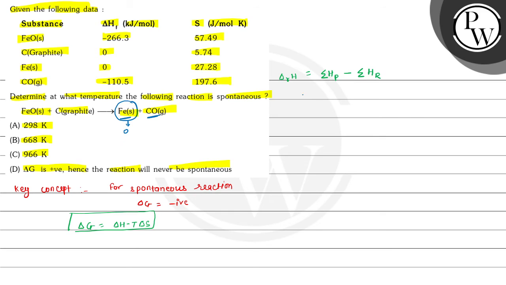110.5. So we can write here minus 110.5 minus, at reactant side for carbon graphite it is equal to 0, and for iron oxide that is equal to minus 266.3. So it is minus 266.3. So from here the enthalpy of reaction comes out to be 155.8 kilojoule per mole.